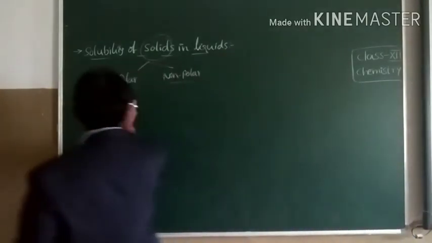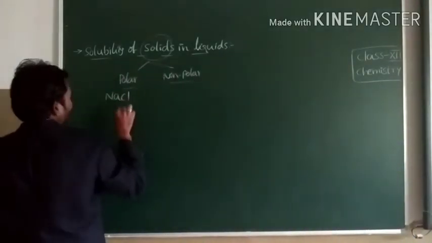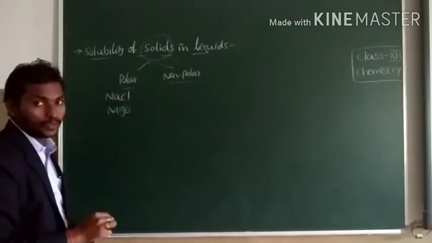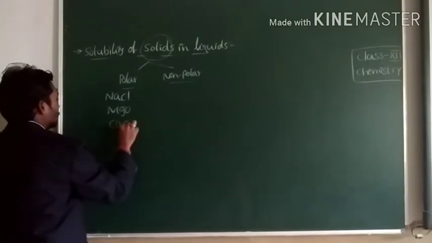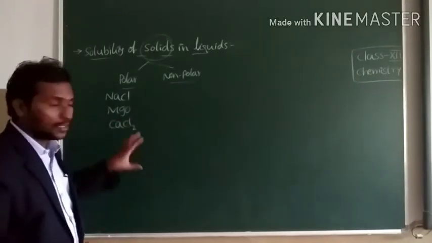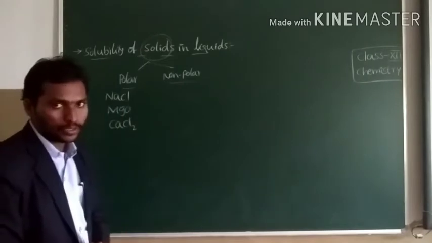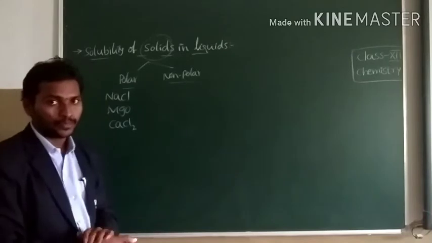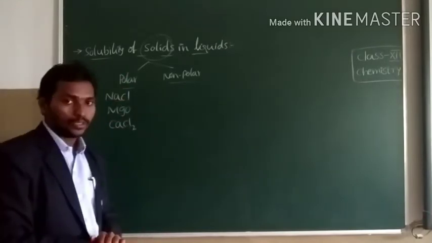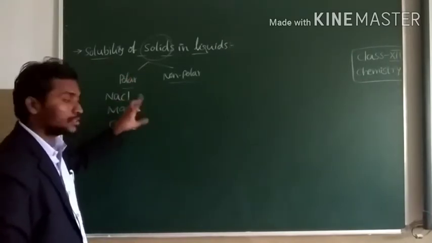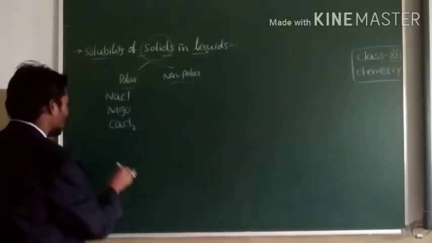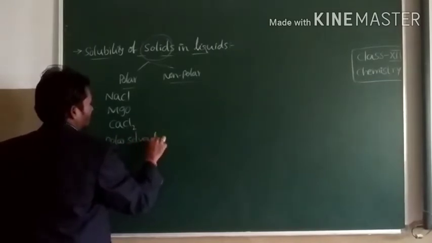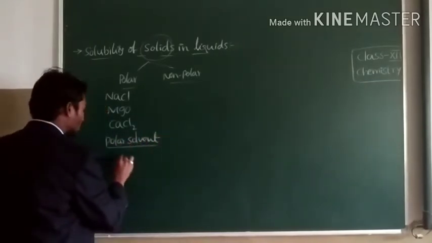For example, sodium chloride, NaCl, magnesium oxide, MgO, calcium chloride, CaCl2, etc. These are some examples of polar solids because these solids contain ionic bonds. That's why these are called polar solids. And these polar solids are soluble only in polar solvents. An example of a polar solvent is water.